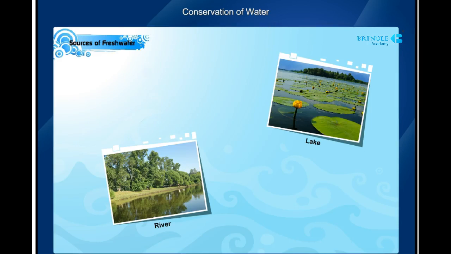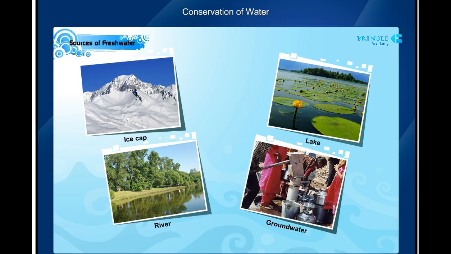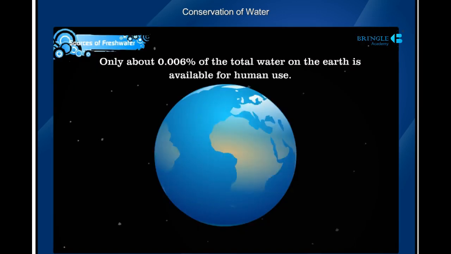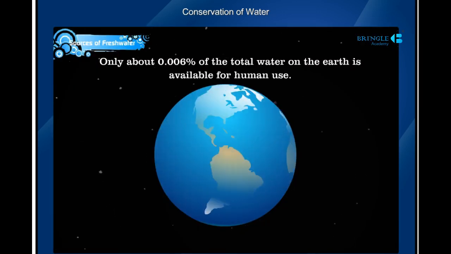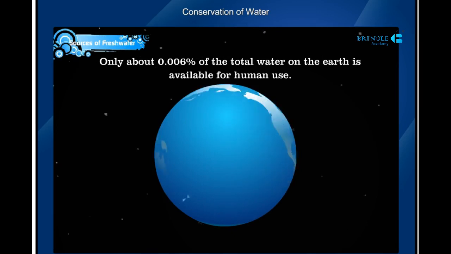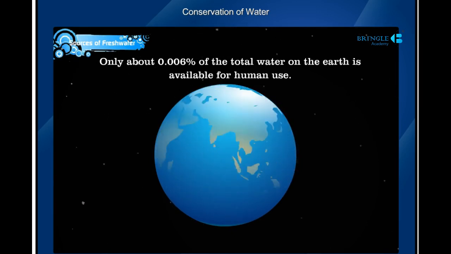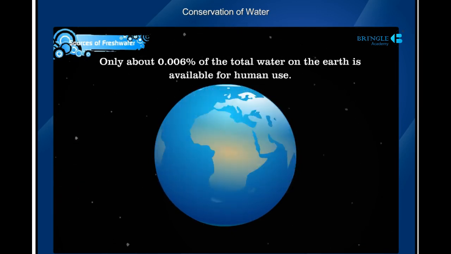The sources of fresh water include lakes, rivers, ice caps, and groundwater. These sources are extremely limited and are not easily accessible. Thus, only about 0.006% of the total water on the earth is available for human use.